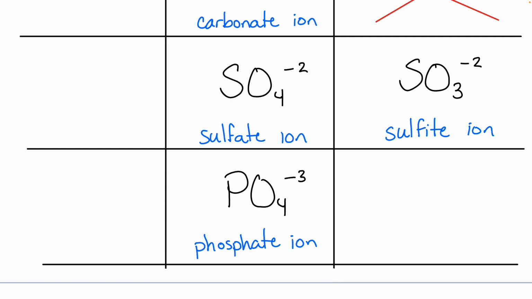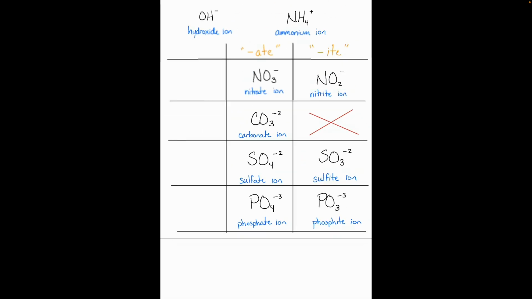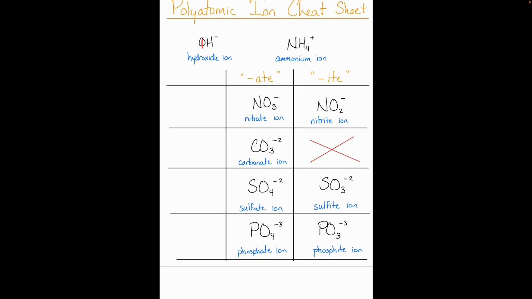And likewise, we have a phosphite ion. That would be PO3 with a -3 charge. All right, so these 1, 2, 3, 4, 5, 6, 7, 8, 9 polyatomic ions are the ones that you just got to know. You have to have these memorized for this course.